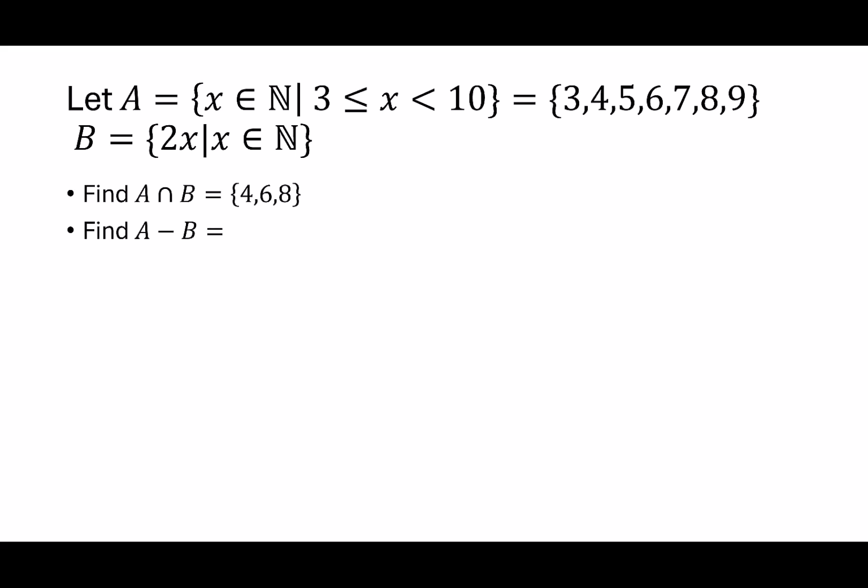Now let's find A minus B. So again, I know what A is, and I want to take out those elements 4, 6, and 8 that are also in B. That leaves me with 3, 5, 7, and 9.